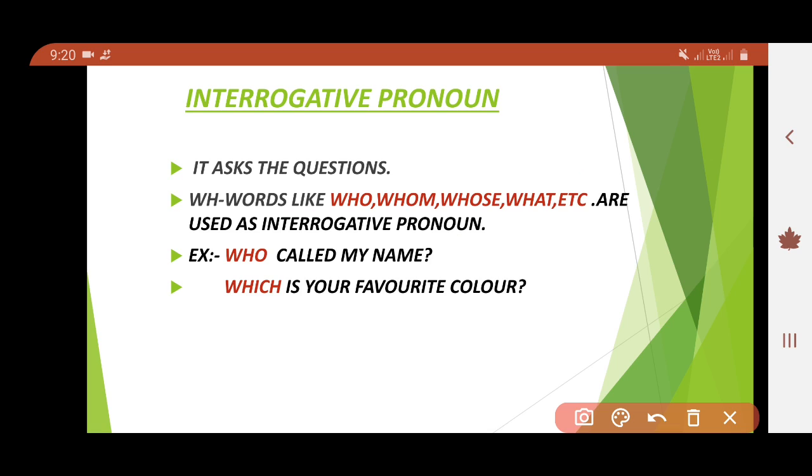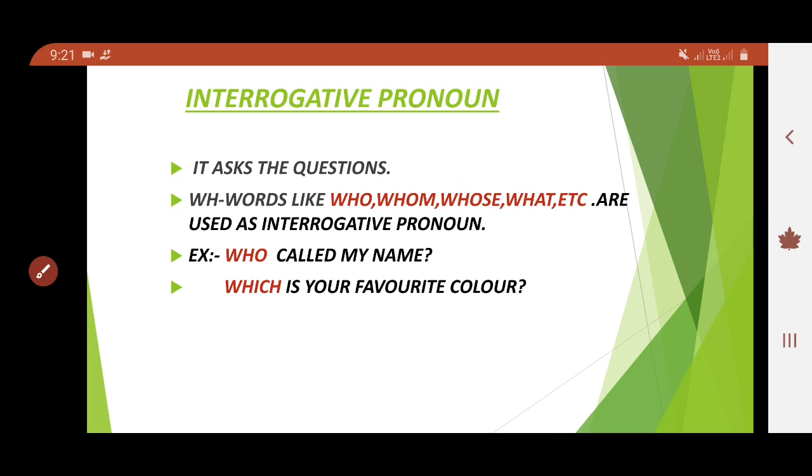Okay, let us go to the example. Who called my name? So here who, interrogative pronoun, is used to ask a question about who is calling my name. Next: which is your favorite color? Here which is used as an interrogative pronoun to ask the question about your favorite color. So what is interrogative pronoun? It asks questions. What are the words we use as interrogative pronoun? The WH words: who, whom, which, what, whose, etc.